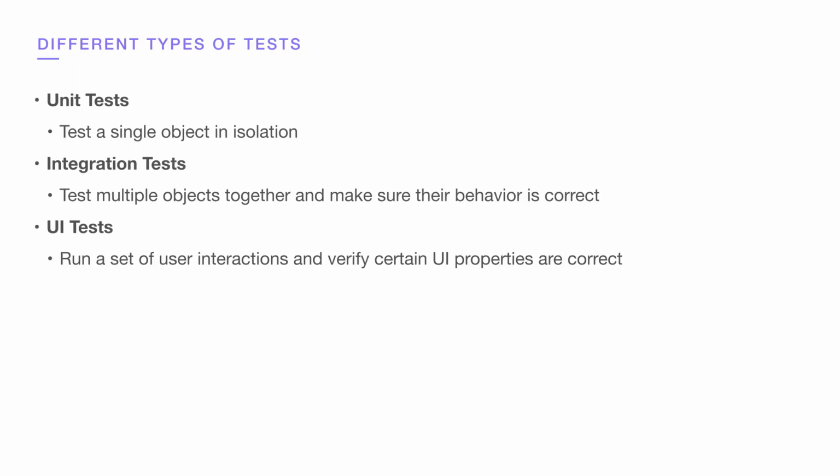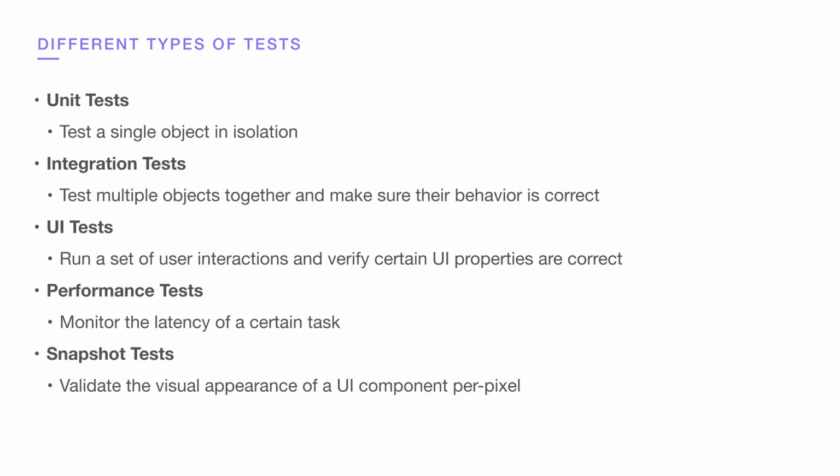We have UI tests, which basically try to simulate a user using your actual application, running a set of UI commands and making sure that certain UI properties in the screen are there. And there are also performance tests. Performance tests basically monitor the latency of a certain task, whether that is your app startup or a single method. And the last thing I've seen are snapshot tests, which monitor the visual appearance of a certain UI component and alert you whenever a visual appearance changes.